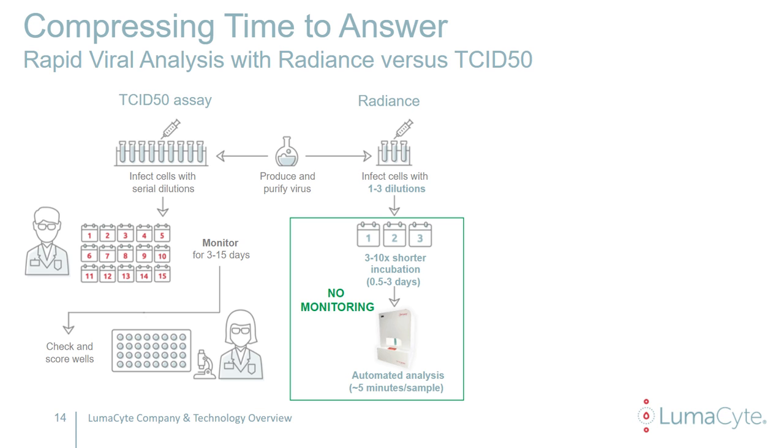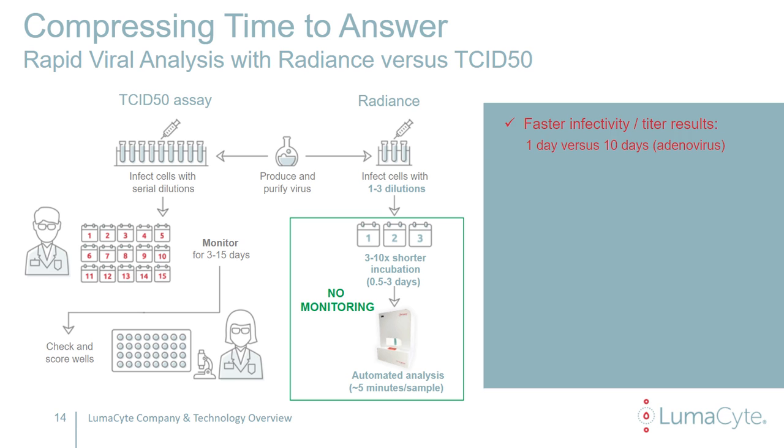By contrast, with Radiance, you infect far fewer dilutions because the linear dynamic range of the instrument is much larger than plaque or TCID50. The incubation time is 3 to 10 times shorter, right? Typically between half to 3 days. There's no monitoring and a simple 5-minute analysis in Radiance.